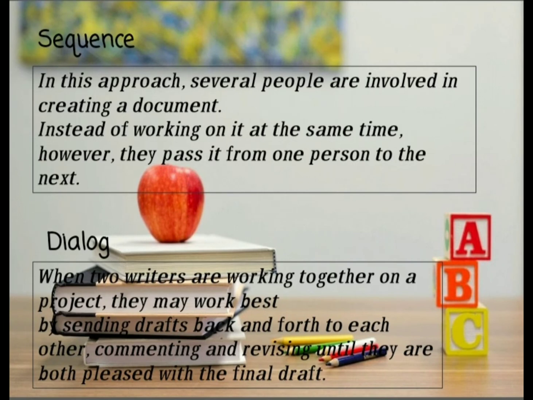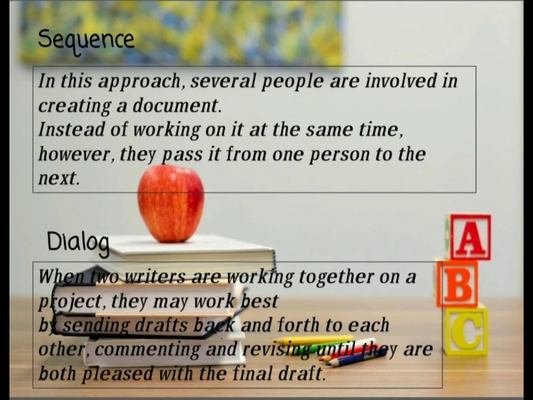Next is sequence. In this approach, several people are involved in creating a document. Instead of working on it at the same time, however, they pass it from one person to the next. For example, an engineer may write a description of a new product and then hand it off to an artist who creates images. The description and images then are sent to a documentation specialist who rewrites the description for readers who do not have the engineer's expertise and integrates the text and images, and so on and so forth.